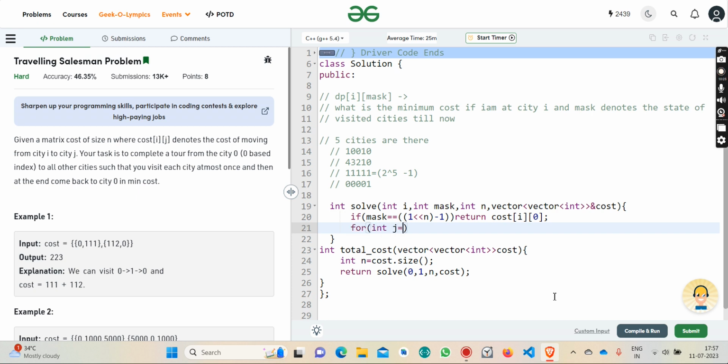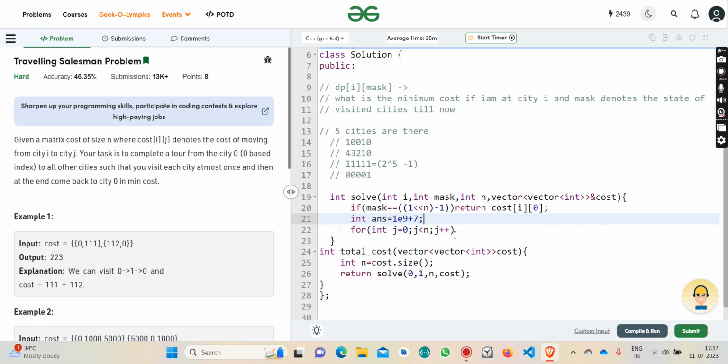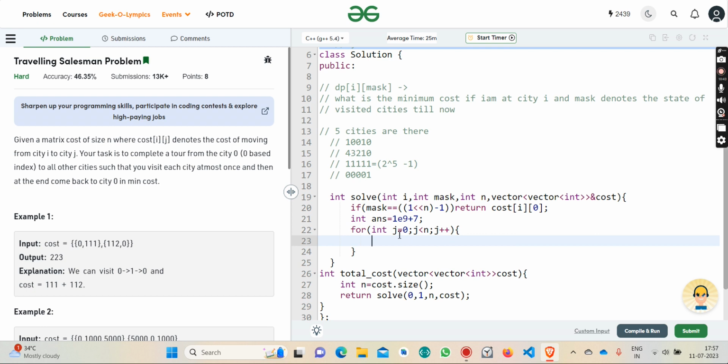Now I will go to every unvisited city and take the minimum of that. What I mean is that suppose I have declared an answer as 1e9 plus 7. It's a big number. So suppose I am at city I, now I will try every city whichever I can go to, and will take the minimum, meaning the path which will result in the minimum answer. I will take that.